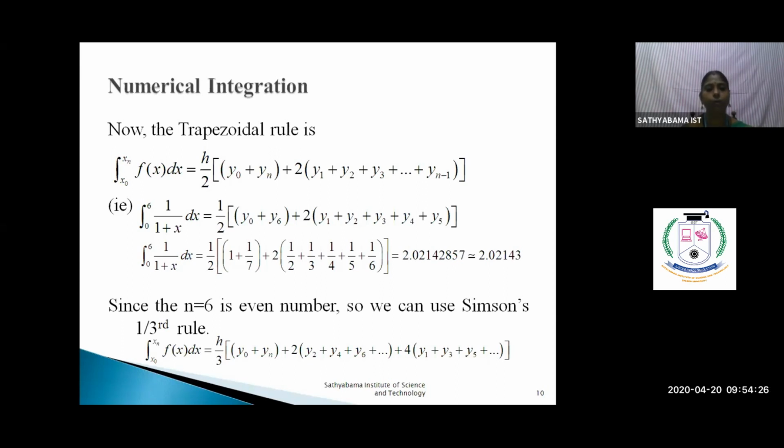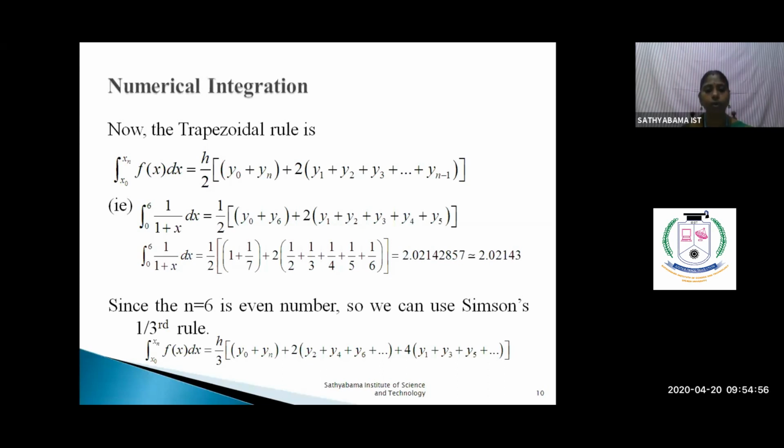But in our problem, what is my h? h is equal to 1. So that I have written. In our problem, what is my f of x? That is y. The integrand is 1 by 1 plus x. And x0 to xn is what? The lower limit 0 and upper limit 6. So the integral from 0 to 6 of 1 by 1 plus x dx can be evaluated by using the trapezoidal rule formula.